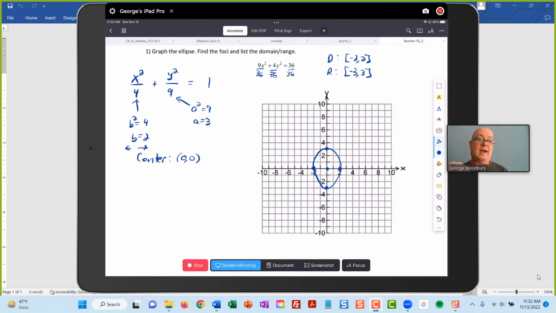When it's not centered at the origin, though, those values of a and b are not going to necessarily show up in the domain and range.